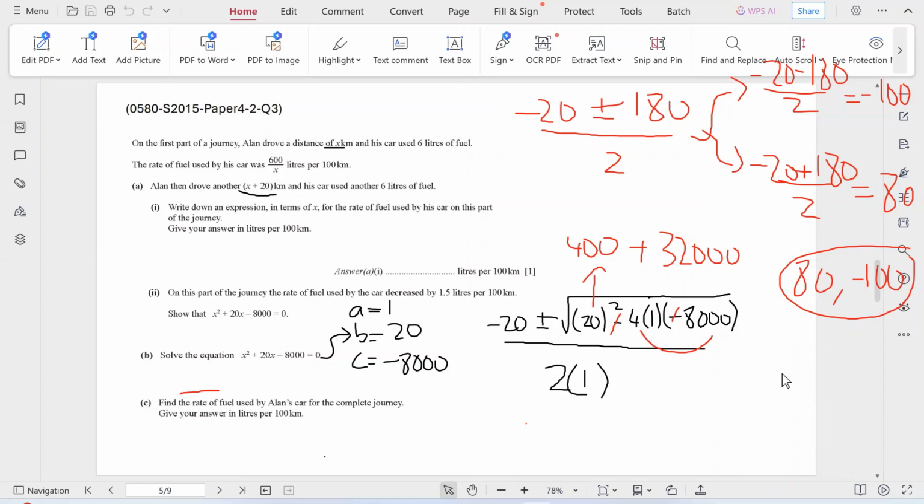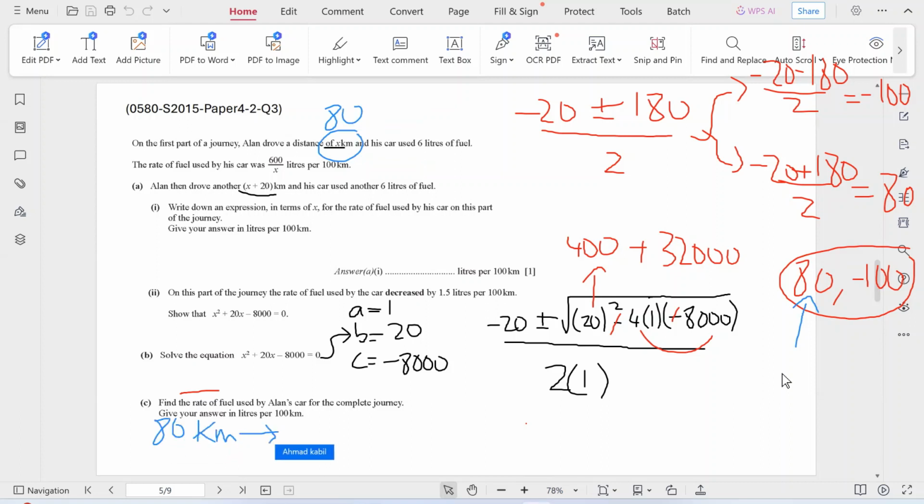So in problem C, we are required to find the rate of fuel used by Alan's car for the complete journey. Of course, since we are back to a real-life problem, we have to take the positive value of x only. So we will only consider the 80. And we are required to find the rate of fuel used throughout the entire journey. So Alan first drove a distance of x, which is now 80. So 80 kilometers.